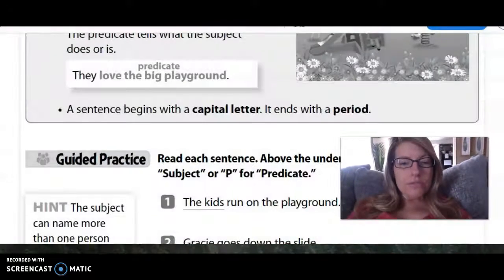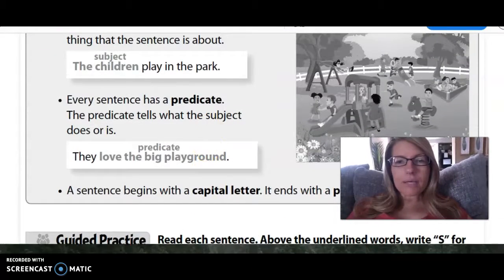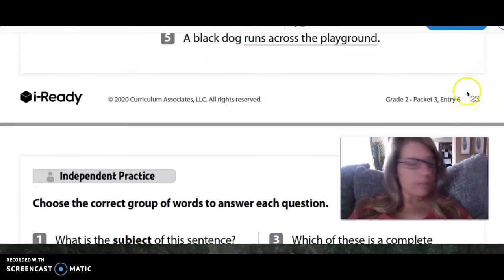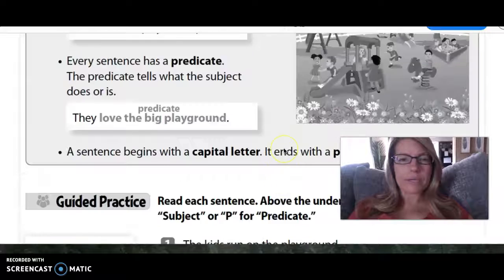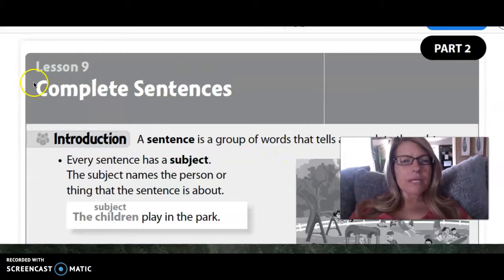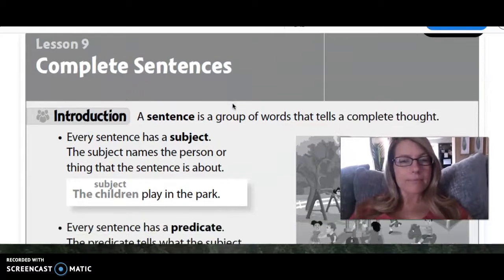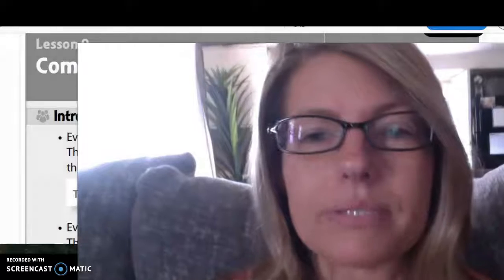So we are picking up on page number 23. On page number 23, up at the top, it says Lesson 9, Complete Sentences. And again, this is in the reading or the language and writing section of your packet. Today we're going to talk about complete sentences.